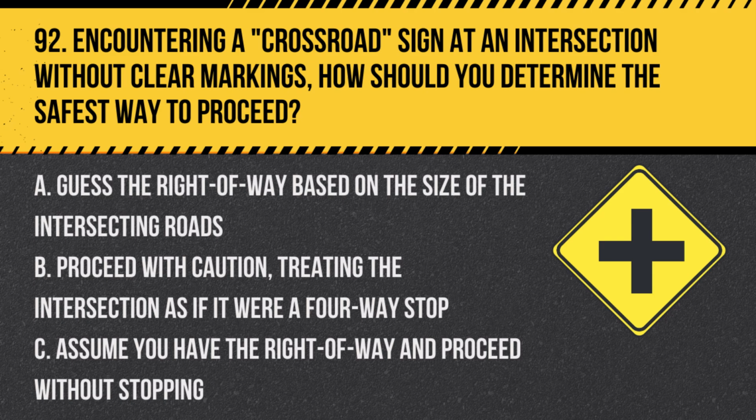Question 92. Encountering a crossroad sign at an intersection without clear markings, how should you determine the safest way to proceed? A. Guess the right-of-way based on the size of the intersecting roads. B. Proceed with caution, treating the intersection as if it were a four-way stop. C. Assume you have the right-of-way and proceed without stopping.